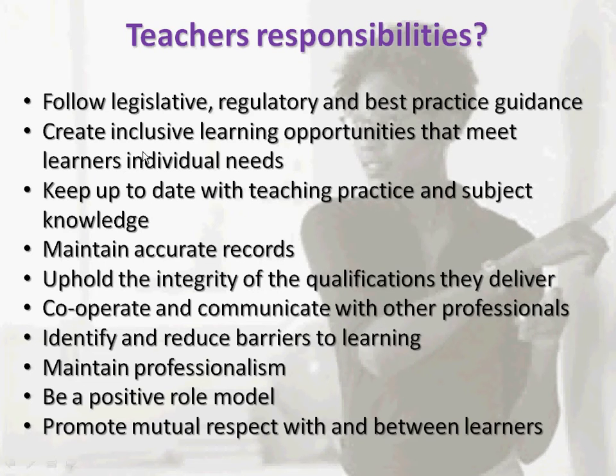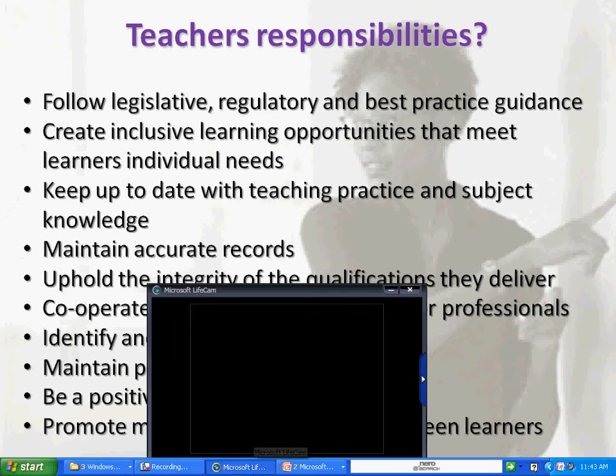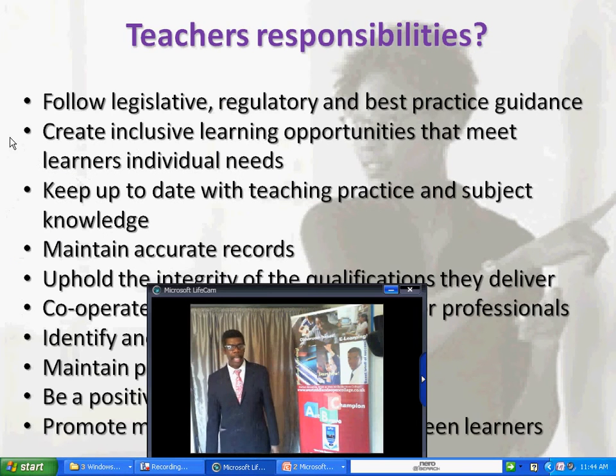Create inclusive learning opportunities that meet learners' individual needs. At initial assessment, you'd have found that when you carried it out, each individual had their own learning needs. And one of the primary learning needs is the way a learner learns. There's a VAC system that we use, which identifies whether you are an audio learner, or visual learner, or kinesthetic.